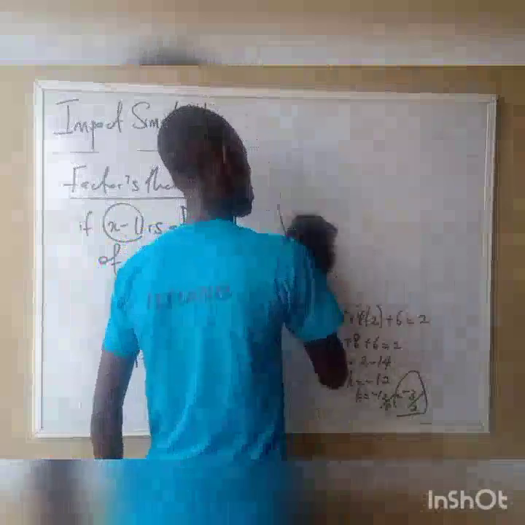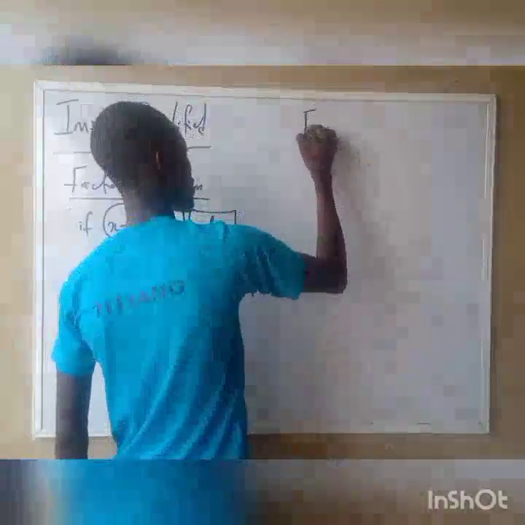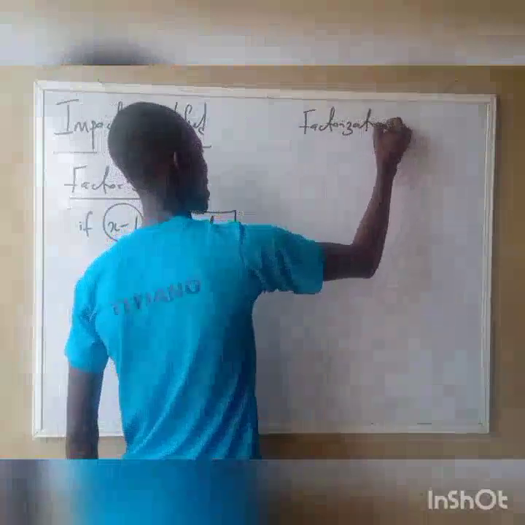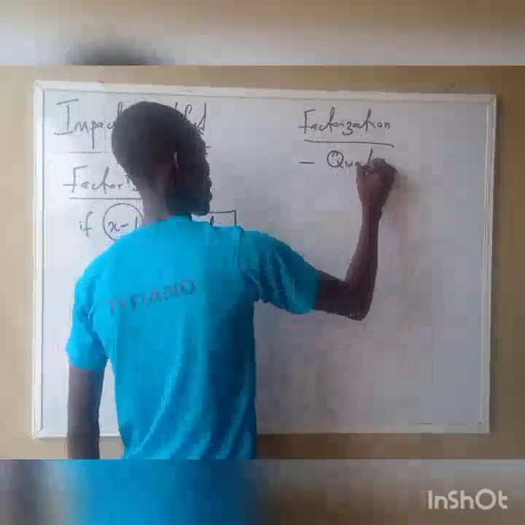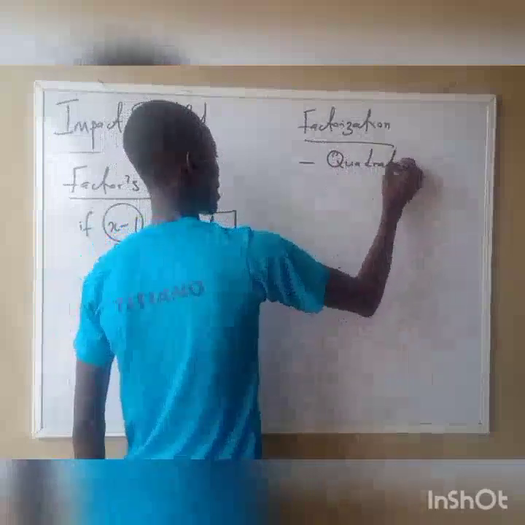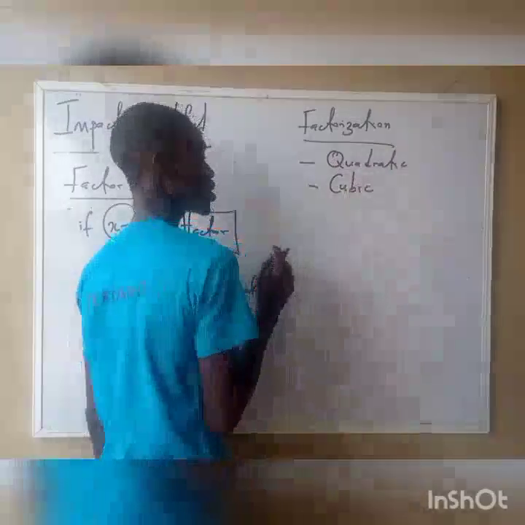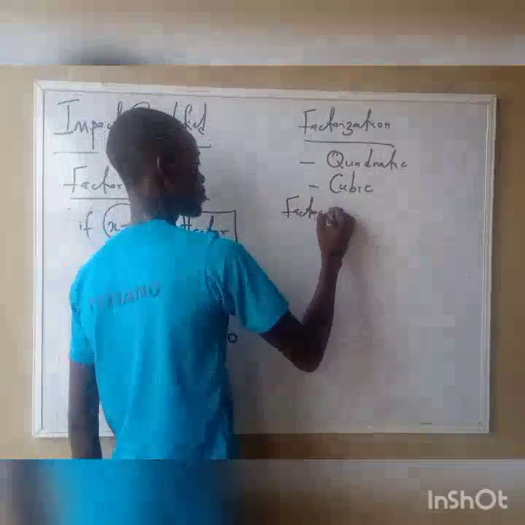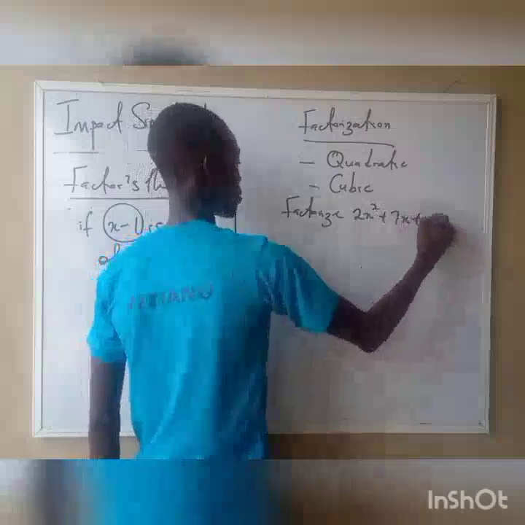Now we are moving on to factorization. And when we are talking of factorization, we want to look at two aspects. The first is when we are having the quadratic, and the second is when we are having the cubic. And when we are talking of the quadratic, let us look at this. They said we should factorize 2x squared plus 7x plus 6.